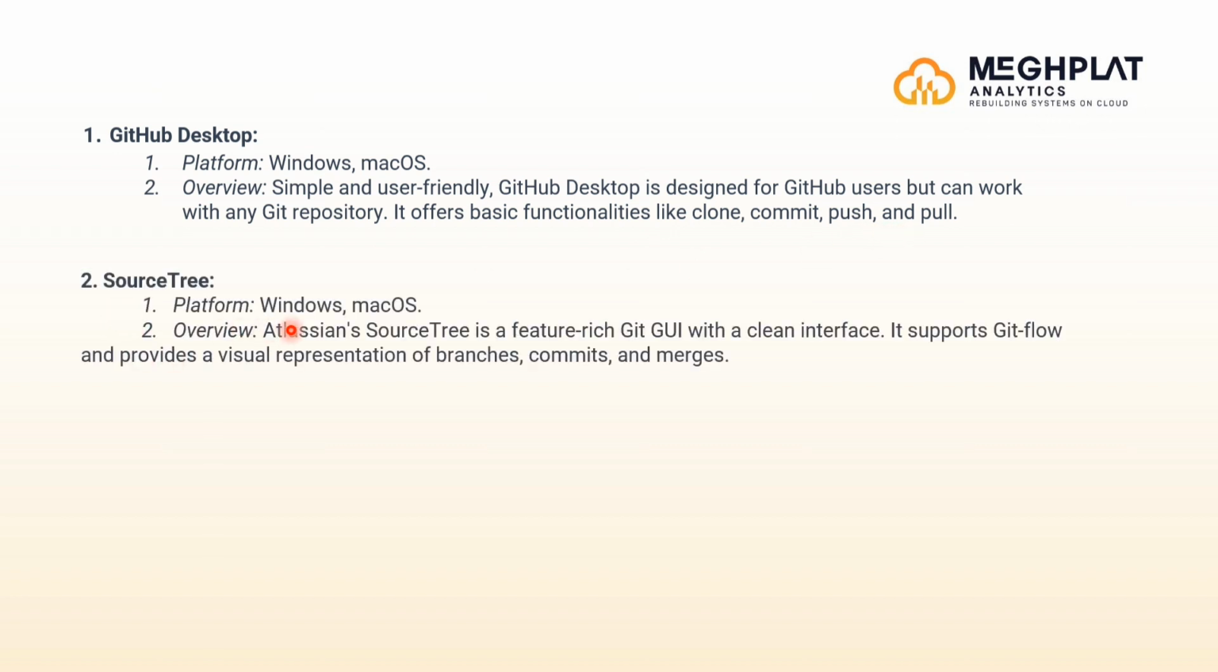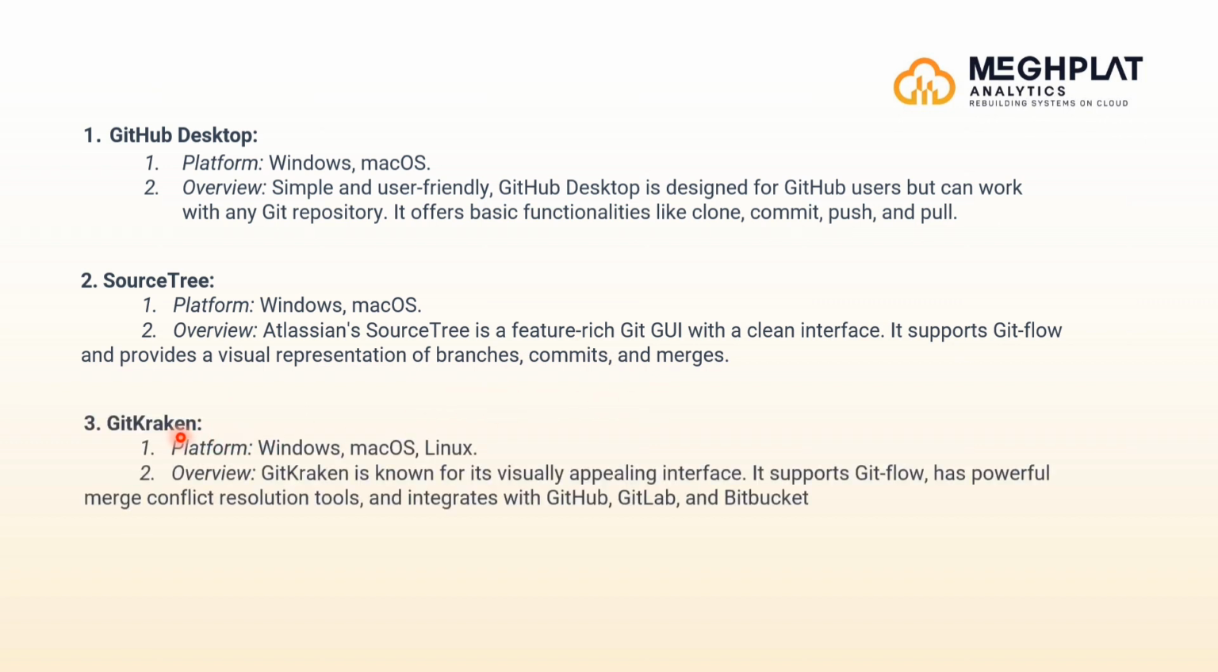The next one is SourceTree. It can be used on Windows and Mac. Atlassian SourceTree is a feature-rich Git GUI with a clean interface. It supports Git flow and provides a visual representation of branches, commits, and merges. Then GitKraken is known for its visually appealing interface. It supports Git flow, has powerful merge conflict resolution tools, and integrates with GitHub, GitLab, and Bitbucket.